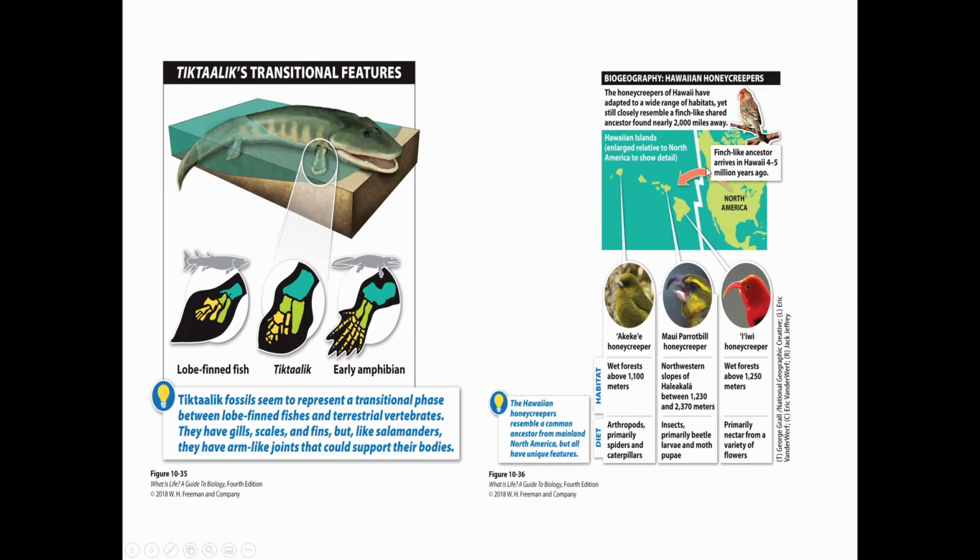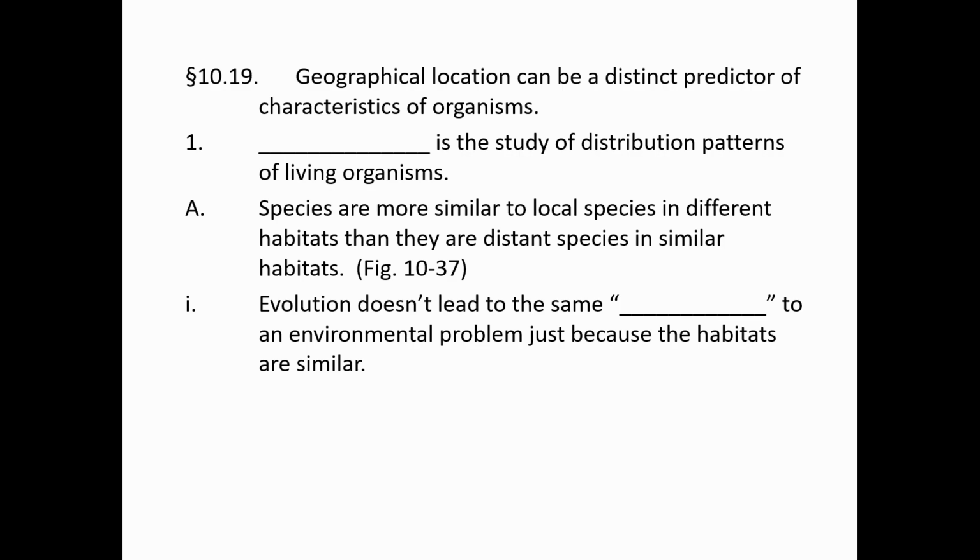And so the idea is that these guys, a finch-like ancestor, got from mainland North America to Hawaii about 4 to 5 million years ago. So geographical location can be a distinct predictor in the characteristics we see, and biogeography is our second piece of evidence, looking at the study of distribution patterns of living organisms. What we see is that species are more similar to local species in different habitats than they are to distant species in similar habitats. So that tells us that basically organisms moved around a long, long time ago.